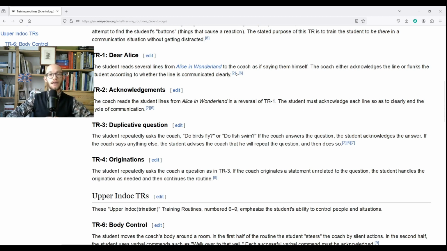Okay, so this time I'm the PC, and the coach will take Alice in Wonderland, the book, and he will read a line, and I need to be able to acknowledge it in a way that finishes the conversation, so I don't keep it going. So the coach will say, Alice drank a cup of tea, and then I could say, for example, great, or good for her, or excellent. A flunk would be if I were to say, oh, really? What kind of tea did she have?